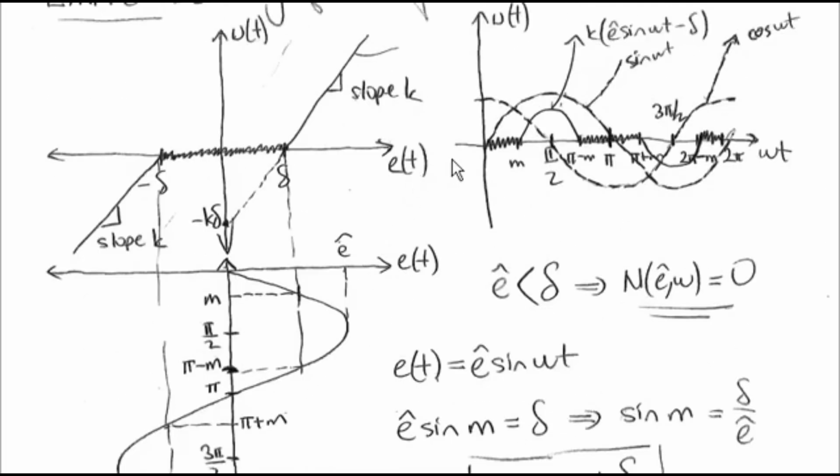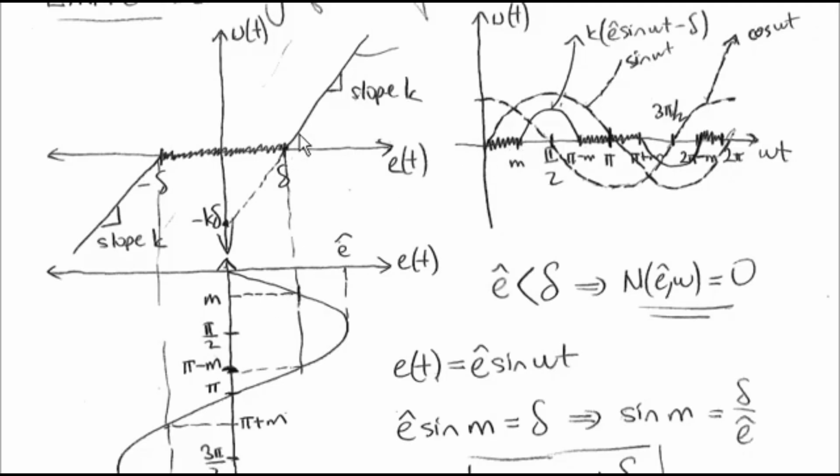So now I can try to draw the output value. It is this figure here. I mark the important angle values: m, pi minus m, pi plus m, and 2 pi minus m. Until E hat sine omega t reaches the angle m, we are in the dead zone, so the output is equal to 0. This is my u of t, and it is equal to 0 between 0 and m.